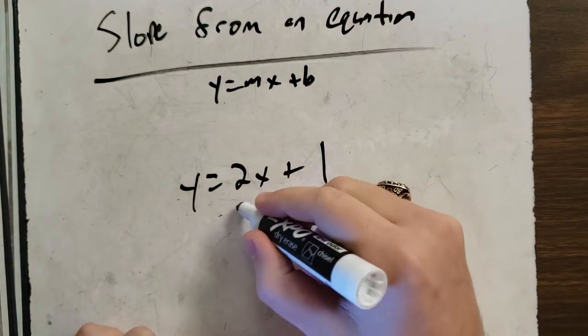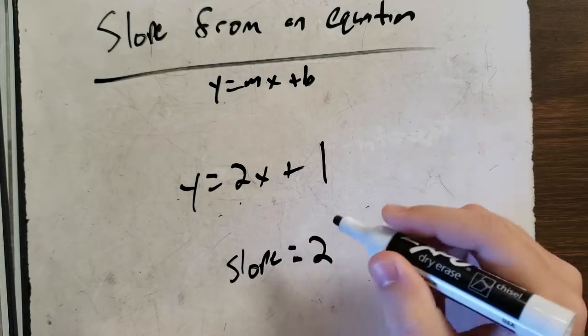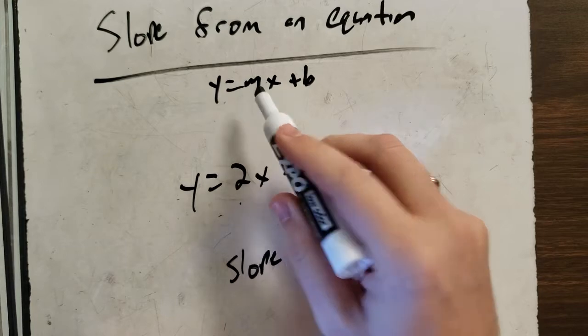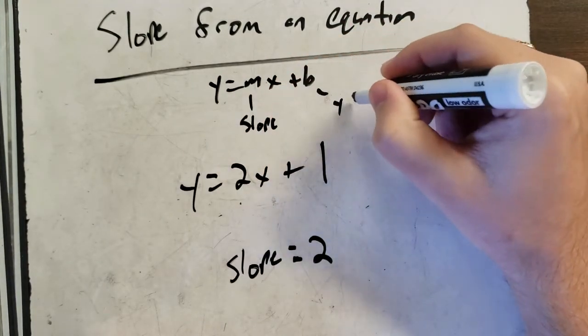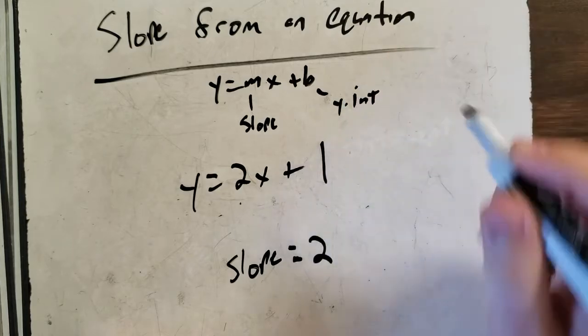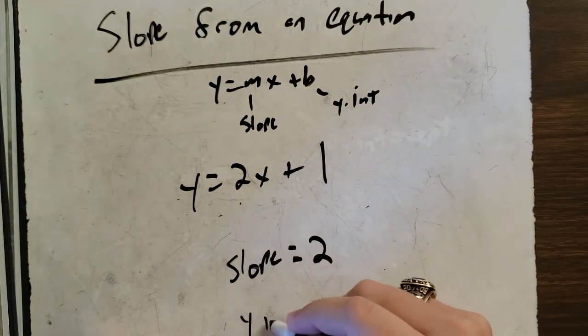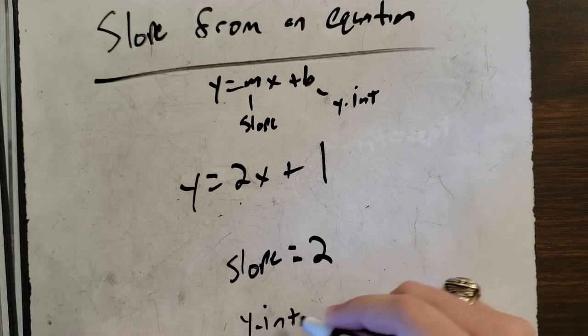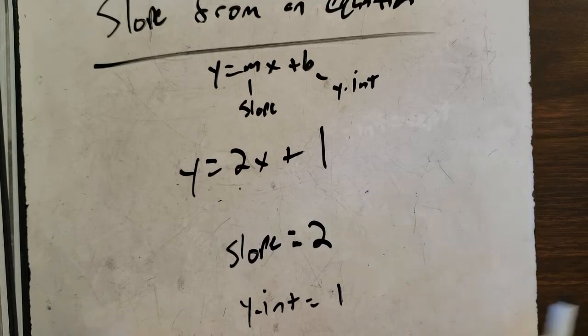So in this equation, 2 is going to be our slope, okay? Because 2 is attached to the x, just like here, right? Slope, y-intercept, okay? So in that case, our slope is 2, and our y-intercept would be 1, okay? And that's all there is to it.